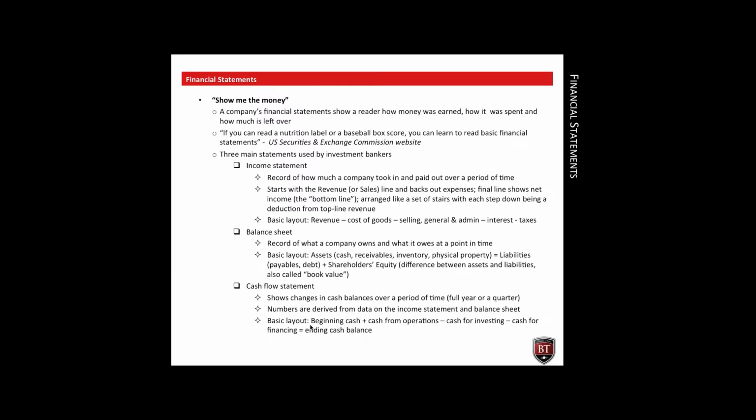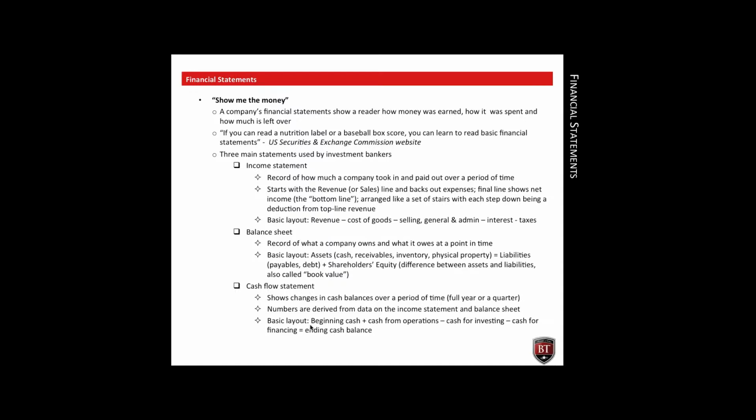A company's financial statements show a reader how money is earned, spent, and how much is left over. The SEC said if you can read a nutrition label or a baseball box score, you can learn to read basic financial statements. The 3 main statements used by investment bankers and accountants and companies are the income statement, the balance sheet, and the cash flow statement. And they're all interrelated, and we're going to go into that next.